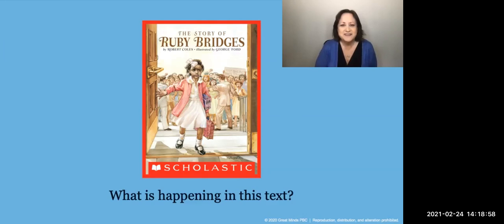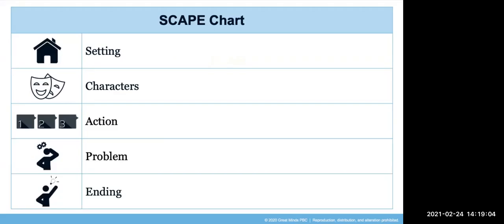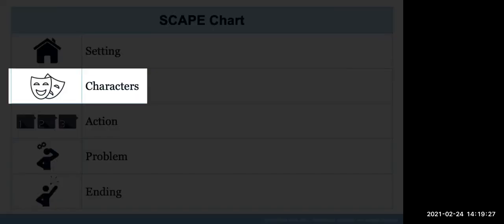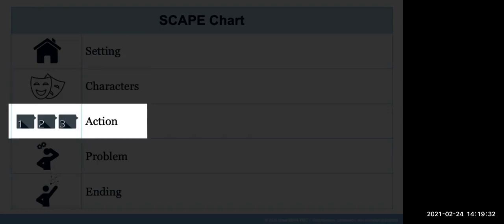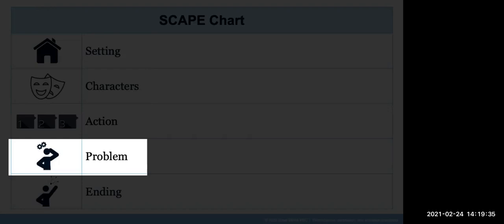Read this question with me. What is happening in this text? We'll be using the scape chart to help us think about the story elements in a short moment of this text. It's important to remember, because we're not using the scape chart to look at the whole book, there may not be an ending, but we will be able to determine the setting, who was there, the characters, what the action was or the big event, and also what the problem was that resulted in an action.